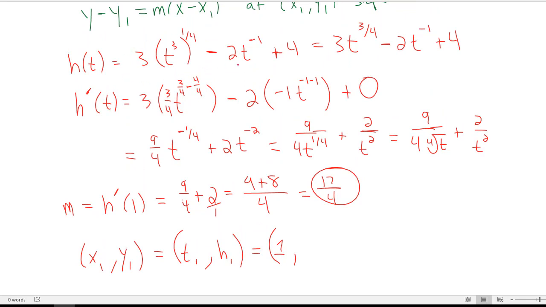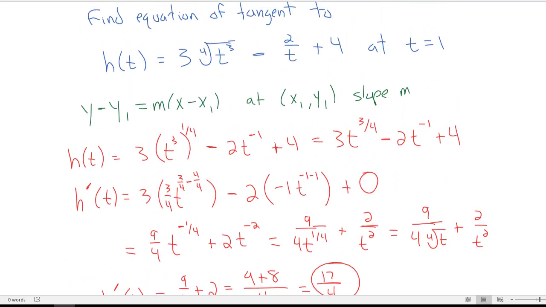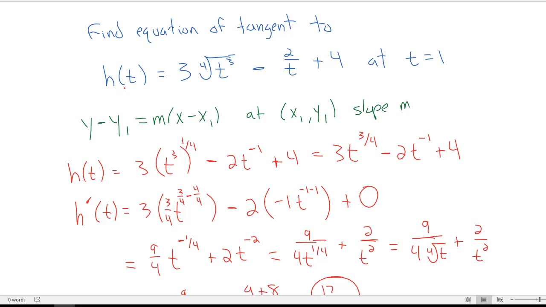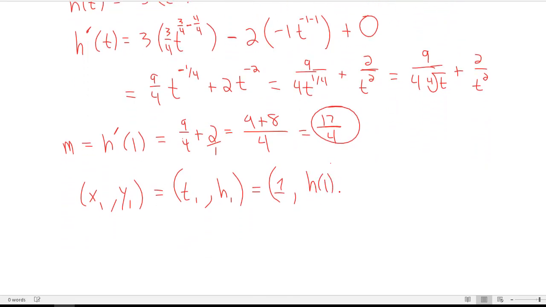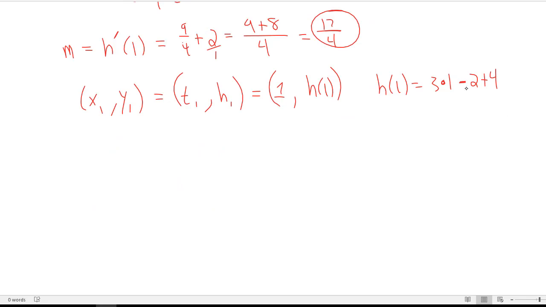I need to scroll up just a hair here. So here's my original equation. Actually, let me scroll a little further. I need the y value on the original equation, so I'm going to plug t equals 1 into my original equation to get the y value on the graph. This is going to be 1 cubed. Fourth root of that is 1. So I have 3 times 1 minus 2 plus 4. This is h of 1. 3 minus 2 is 1, plus 4 is 5.